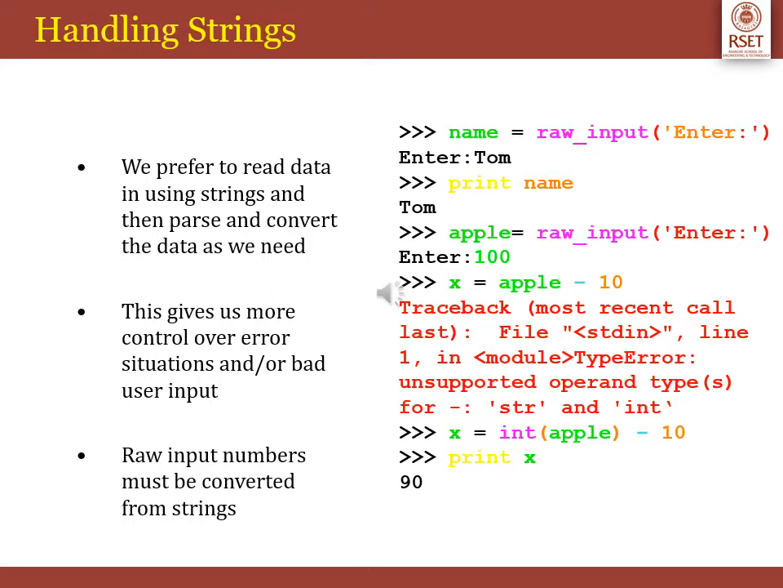In the given example, the first one is where we will read in a string and try to print it. In the second one also, we are using the same function called raw_input to input a number 100. But by virtue of the function raw_input, 100 is stored as a string, and when we try to subtract a value of 10 from the input value, it gives us an error. So we can convert it into the appropriate integer format and then get the output.